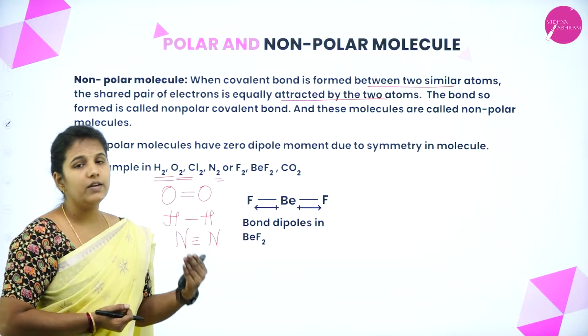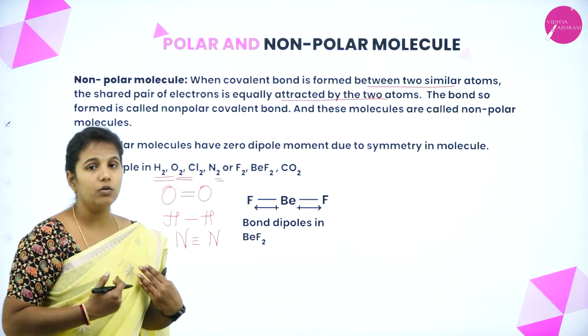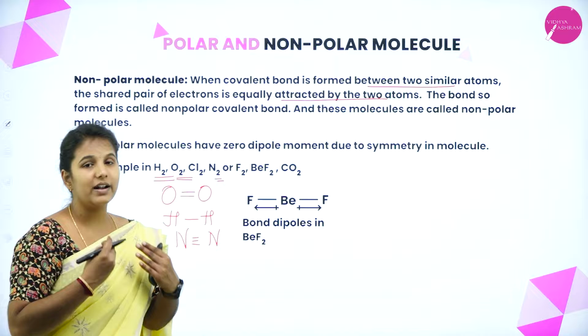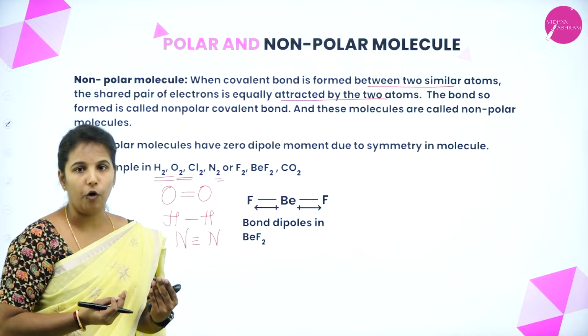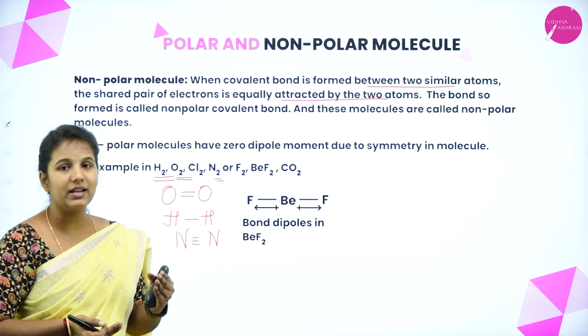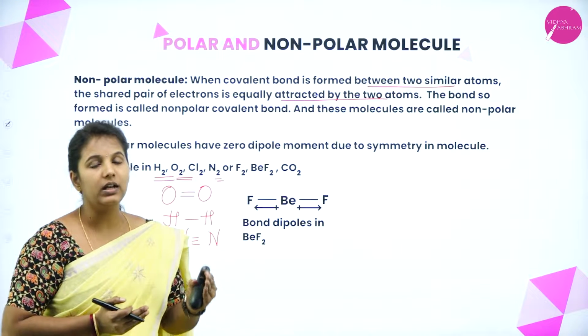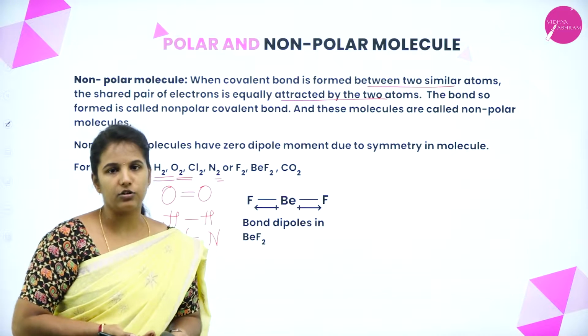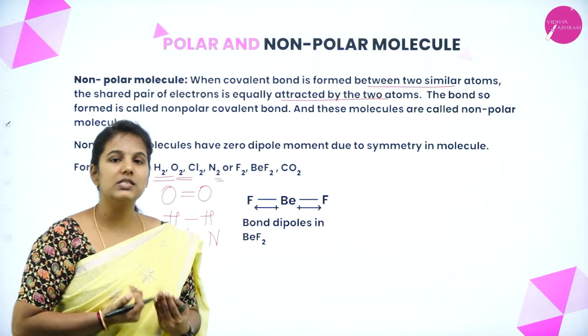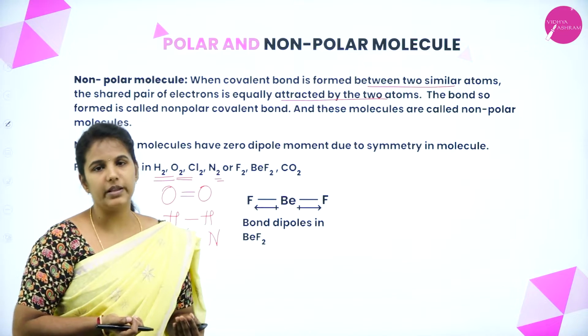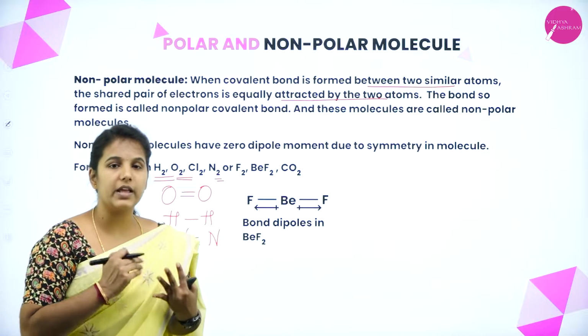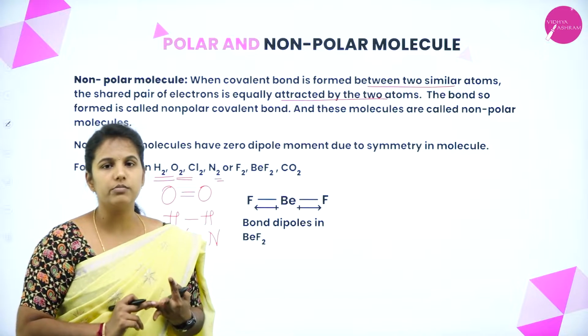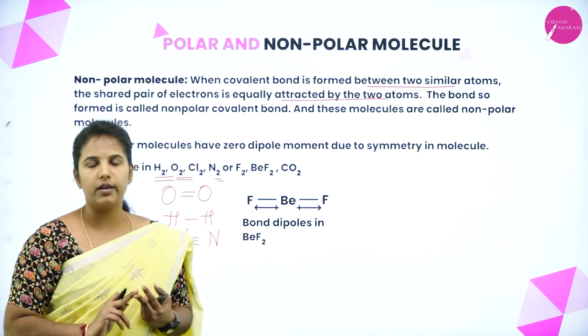This is how we can easily understand how non-polar bonds and non-polar molecules are formed. Always remember, a non-polar molecule is formed by a covalent bond by mutual sharing of electrons, and usually similar types of atoms are present. For example, you can remember the hydrogen molecule, oxygen molecule or the nitrogen molecule.